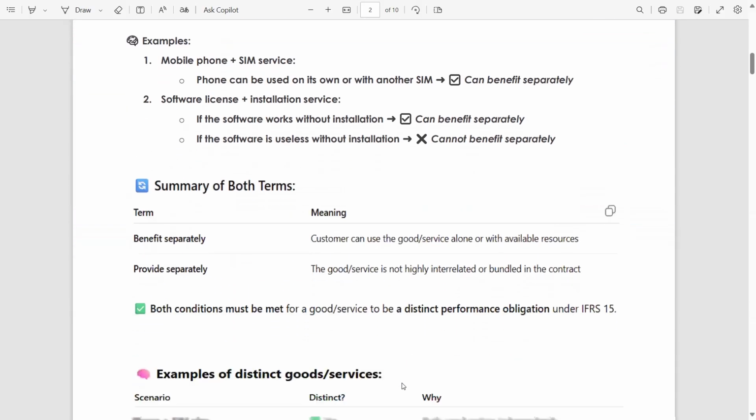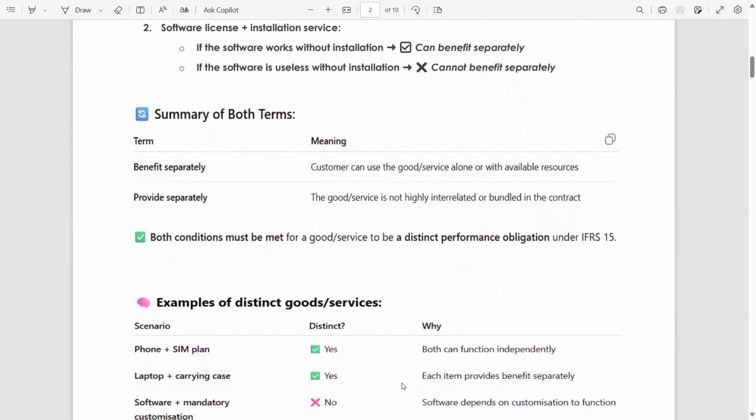Now move to the summary of both terms. Benefit separately and provided separately mean the customer can use the goods or service alone or with available resources. Provided separately: the goods or service is not highly interrelated or bundled in the contract, meaning the entity is going to offer separate things. And benefit separately means the customer gets benefit from those goods and services separately. Both conditions must be met for a good or service to be a distinct performance obligation under IFRS 15.